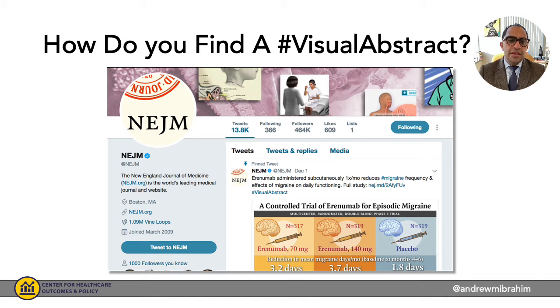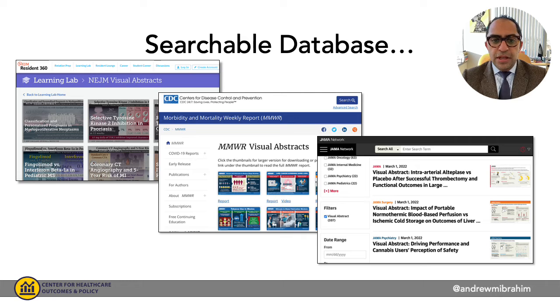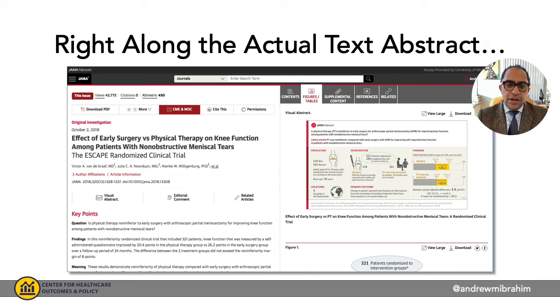How do you find these? So visual abstracts became probably most popular on social media. So if you go onto the social media websites of any of the major journals, you'll kind of find them anchored there. Journals went a step further to create databases of their visual abstracts. So New England Journal has a whole database of all their visual abstracts. Not to be outdone, the CDC and JAMA quickly followed thereafter, and other journals have done so. So there's actually whole repositories now of visual abstracts.